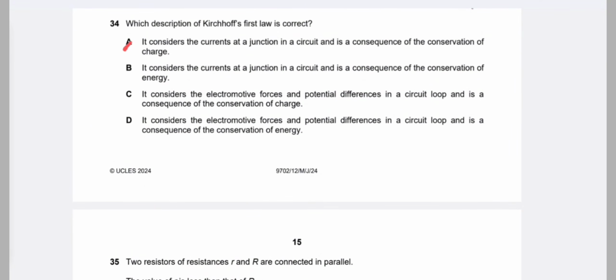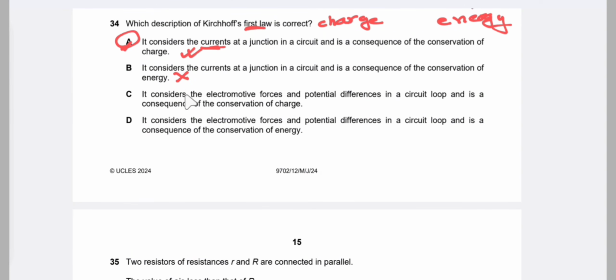Question number 34. Which description of Kirchhoff's first law is correct? So Kirchhoff's first law is the conservation of charge. And Kirchhoff's second law is the conservation of energy. For Kirchhoff's first law, the current entering a junction is equal to the sum of the current leaving a junction. So it considers the current at a junction in a circuit and its consequence is the conservation of charge. So this is correct. If it said its consequence is the conservation of energy, that is for the second law.